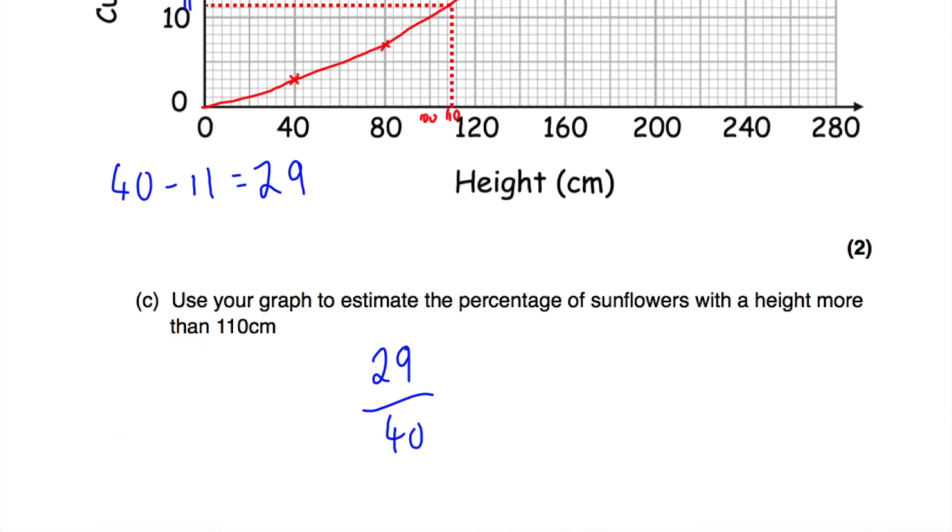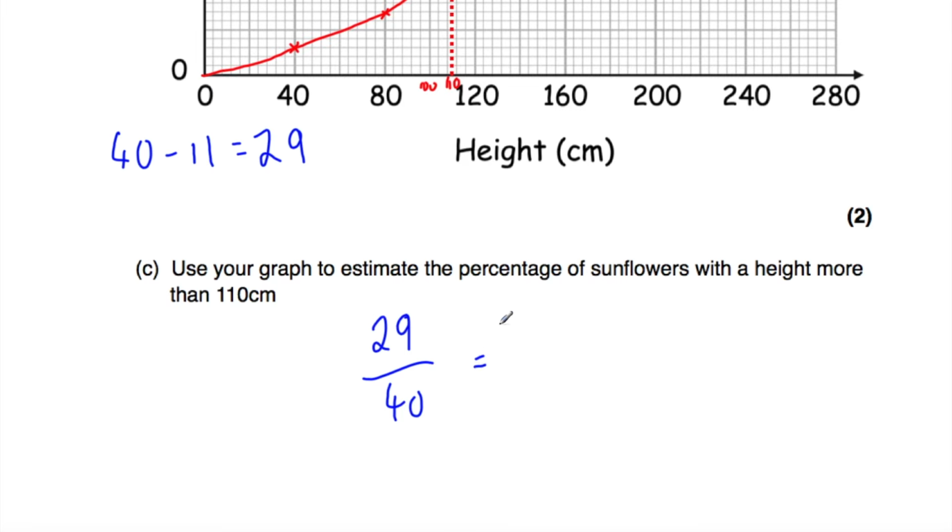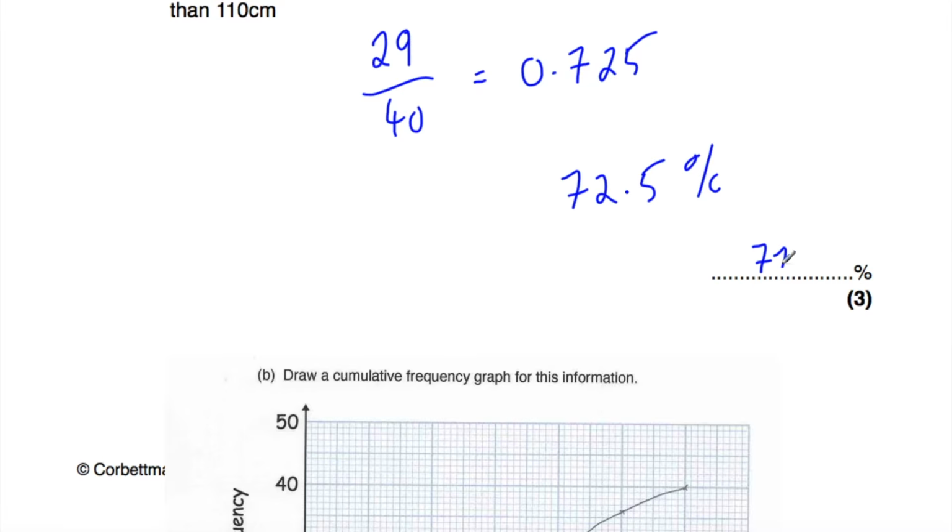So we can, on our calculator, do 29 divided by 40 and get it as a decimal. And that's equal to 0.725. And that's a decimal. Let's times it by 100 to get it as a percentage. So that'll be 72.5%. So our estimate for the percentage of sunflowers with a height more than 110 centimeters would be 72.5%. And that's it. So let's write that down, 72.5.